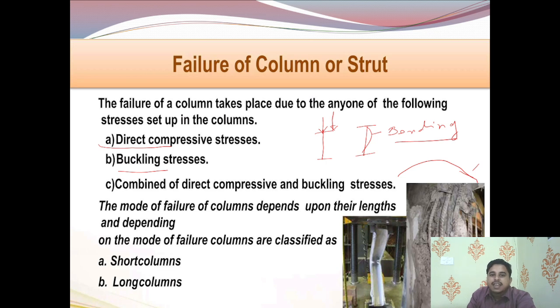A combination of direct compressive and buckling stress occurs, and the mode of failure of a column depends upon its length. If the column is taller, the chance of failure is high. So depending upon that, columns are divided into two types: one is the long column and the second is the short column. Following these terms, we can establish some important parameters. We will discuss it from the next slide.